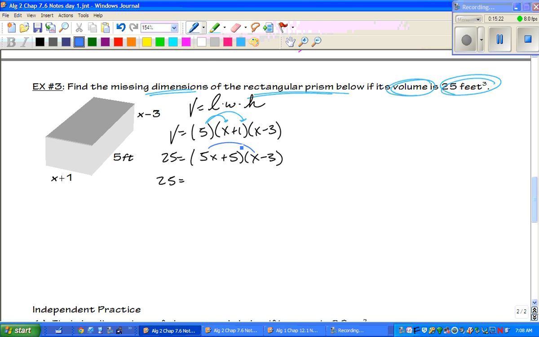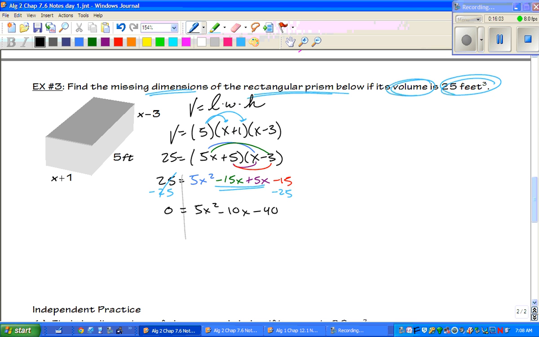Okay, so let's go ahead and FOIL. We get 5x squared. 5x times negative 3 is negative 15x, plus 5x, minus 15. Okay, so we need to combine our like terms, and then we need to set it equal to 0. So we're kind of doing two things at once here. So we get 0 equals 5x squared minus 10x minus 40.